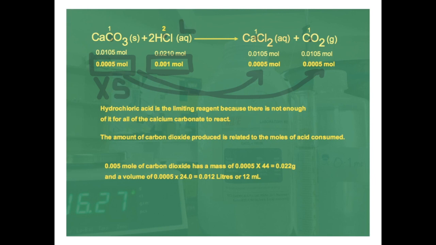Now, to determine the mass of carbon dioxide produced, we need to convert moles into mass, and this is how you would do that. You multiply the moles by the molar mass of carbon dioxide, which is 44 grams per mole. And if you wanted to know how much volume of carbon dioxide that would be at standard temperature and pressure, or SATP, where 1 mole of a gas occupies 24 liters or 24 dm³, then you take the actual number of moles you have and you multiply that by 24. And it comes to 0.012 liters, which is equal to 12 milliliters of carbon dioxide.